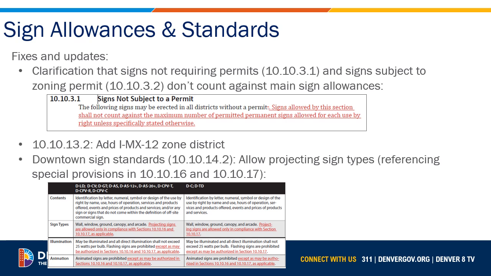In the industrial zone district sign standards, IMX 12 was added to the table as it had been left out previously. In downtown zone district sign standards, projecting signs were added as an allowed sign type subject to the provisions in 1010.16 and 1010.17. More on that in the next slide.